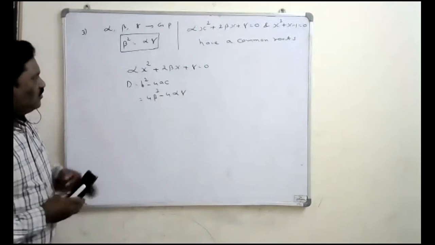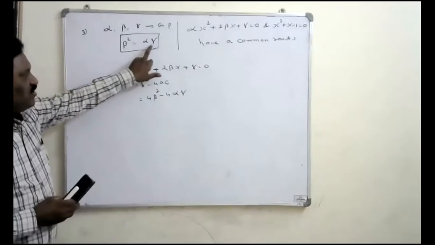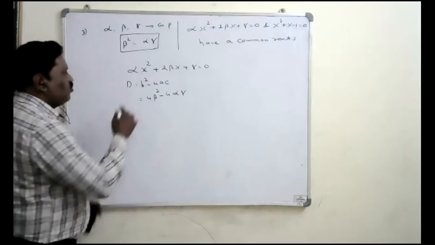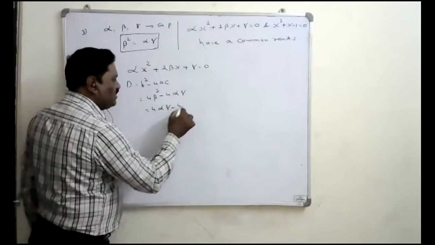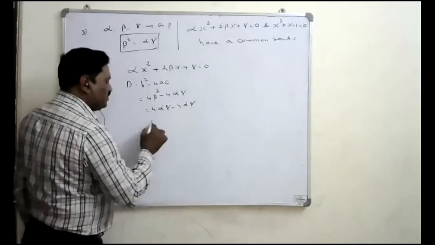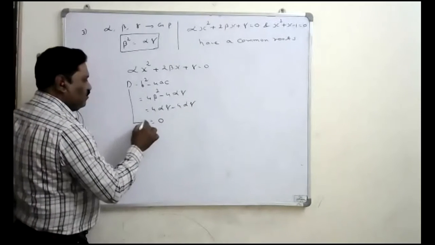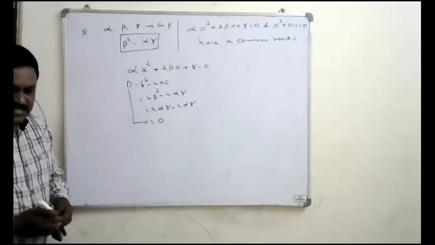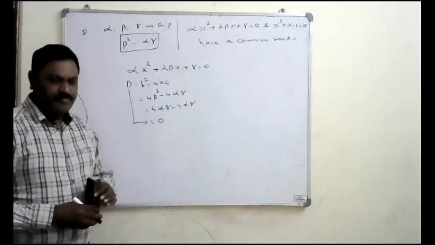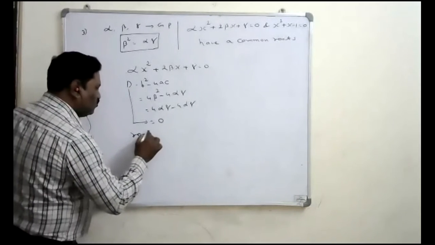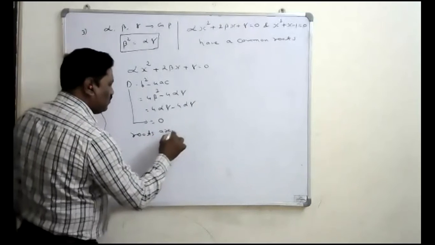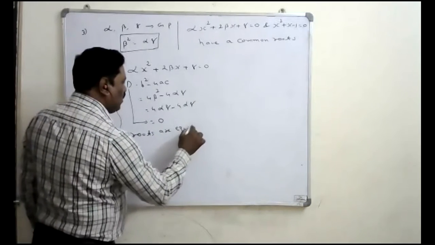Now, from this, beta square is how much? Alpha gamma. Beta square means alpha gamma. That means 4 alpha gamma minus 4 alpha gamma, which is 0. We got that the discriminant value is 0. What does that mean? The roots are equal.